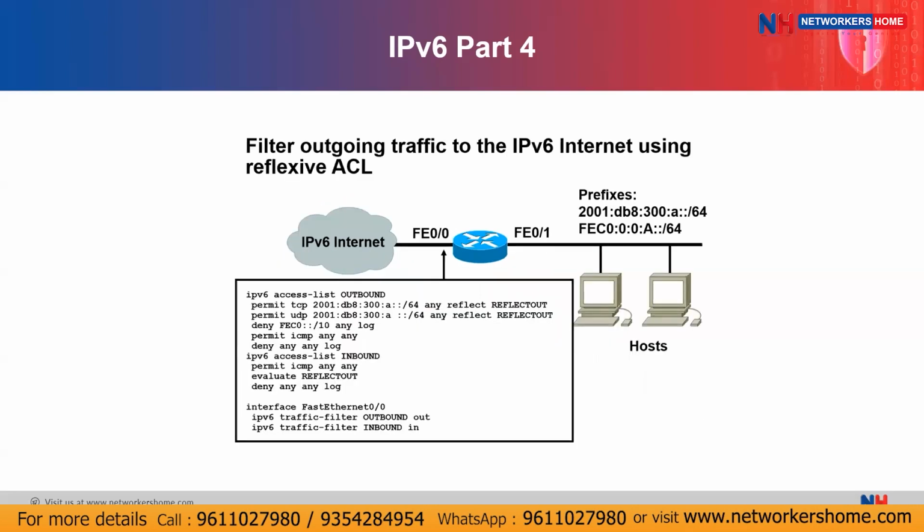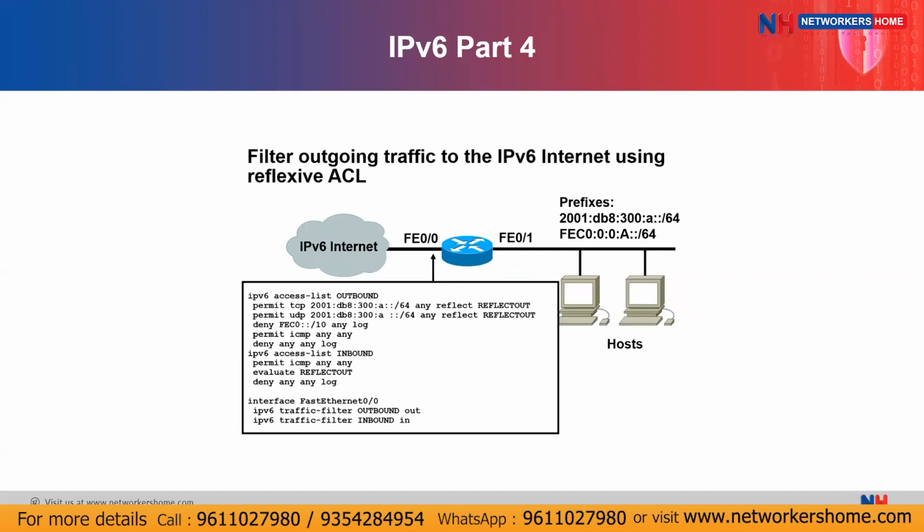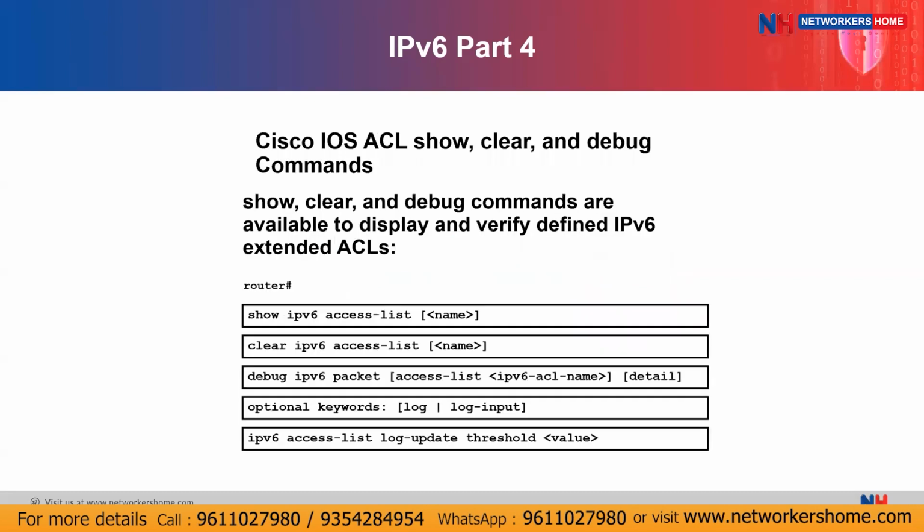And filter outgoing traffic using reflexive ACL. So here what we require: IPv6 access list, we have given the name outbound. Then the traffic reflect out, deny whatever traffic we want to use. And then IPv6 access list inbound, permit ICMP any, evaluate reflect out, deny ICMP log, and interface traffic filter outbound or traffic filter inbound. So this way we can configure reflexive ACL under IP version 6. And to filter outgoing traffic, same option we have. As I mentioned earlier, all the command syntax is here.